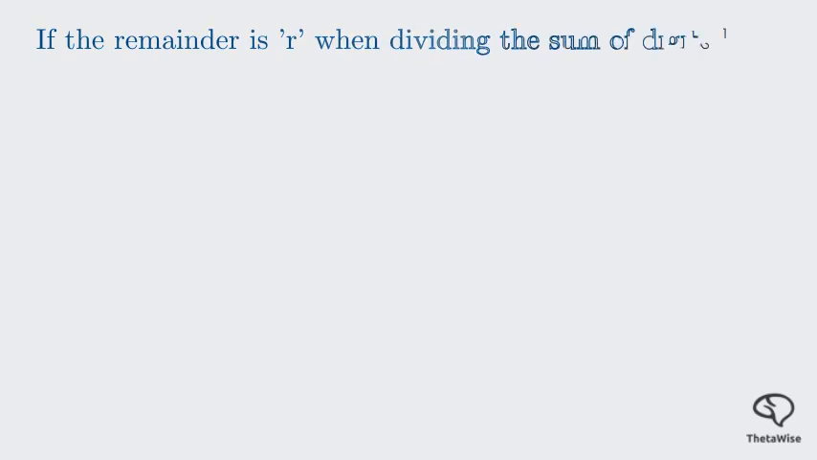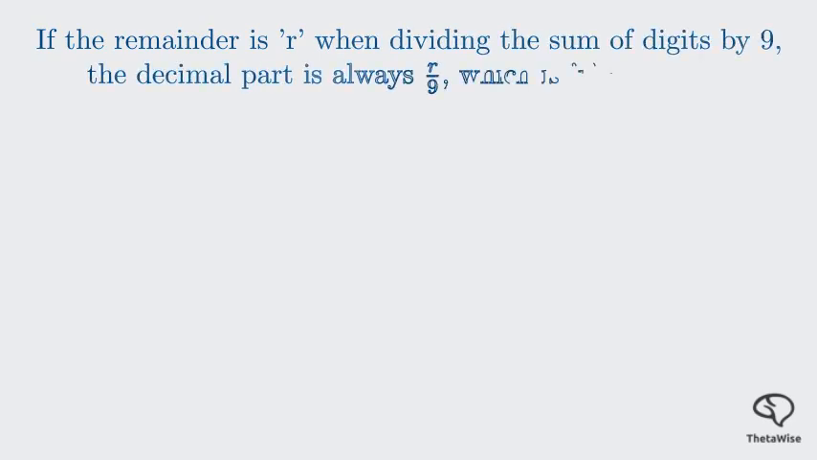Notice the pattern here too. If the remainder is r when dividing the sum of digits by 9, the decimal part is always r over 9, which is r repeating. Let's apply these ideas to a couple of homework problems. This will help solidify your understanding.